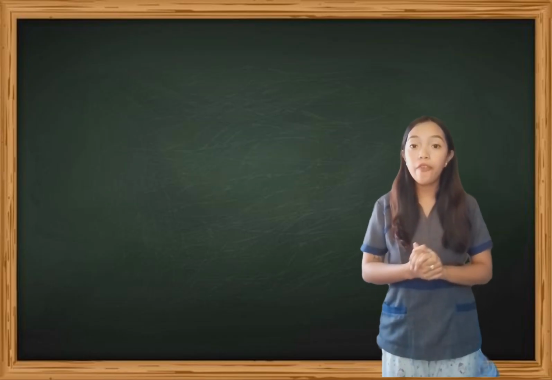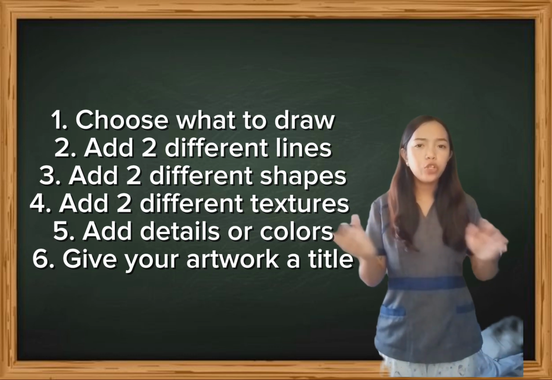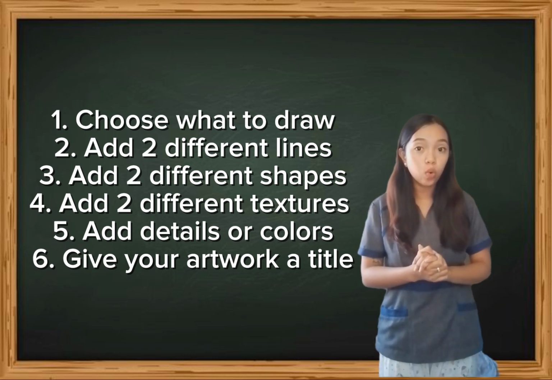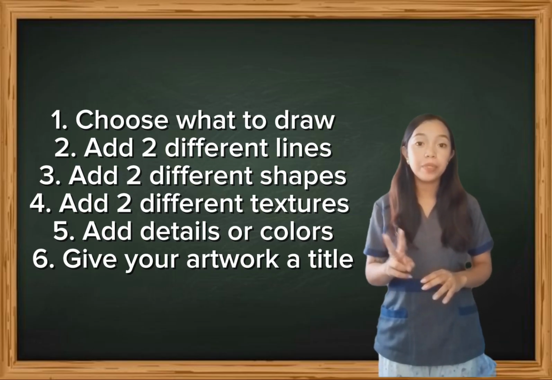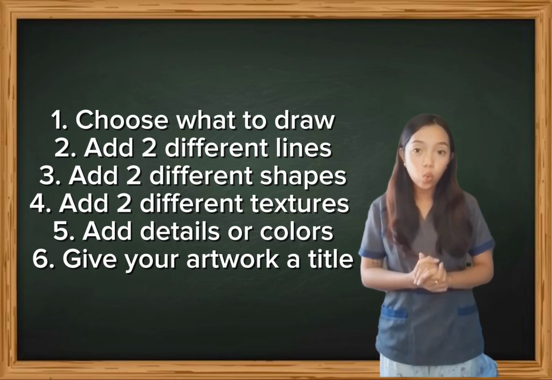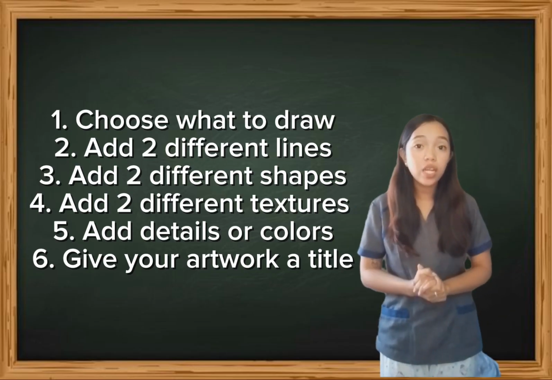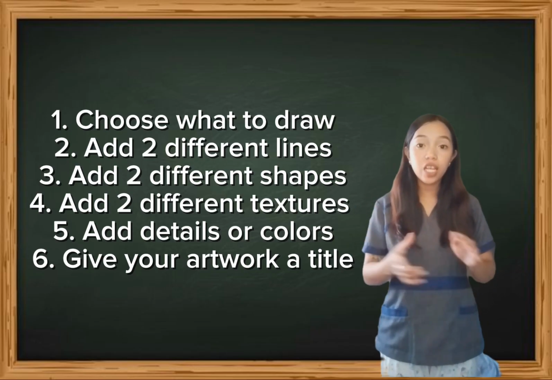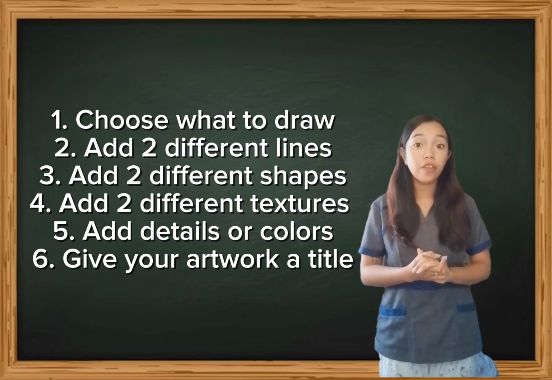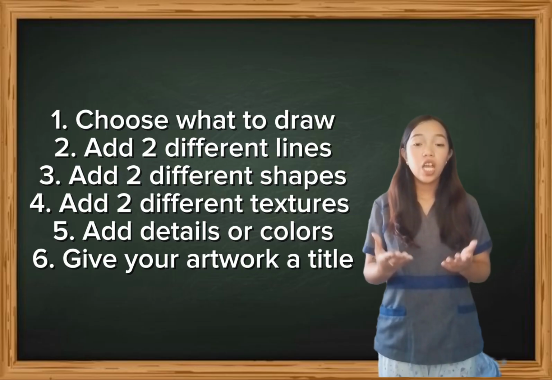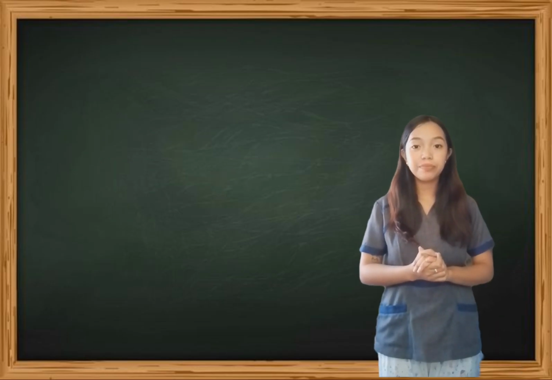Now class, follow the 6 simple steps. First one, choose what you want to draw. The second one, add 2 different types of lines. And the third one, add 2 different shapes. And the fourth one, add 2 different textures. And the fifth one, add details or colors if you want. And finally, give your artwork a creative title.